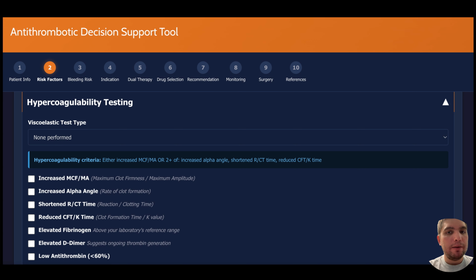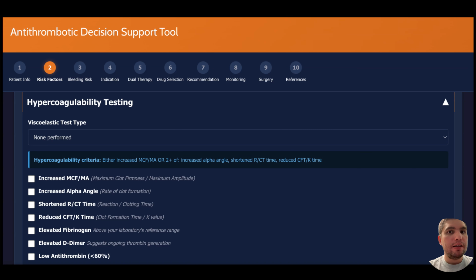All right, next we're going to move on to the hypercoagulability testing. So if you performed a viscoelastic test or additional coagulation panels, you could choose information from those. For now, let's say you don't have access to it. So we're going to say not performed, and then go on to the next step.